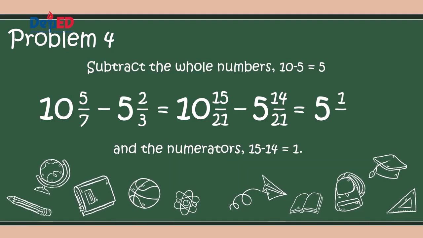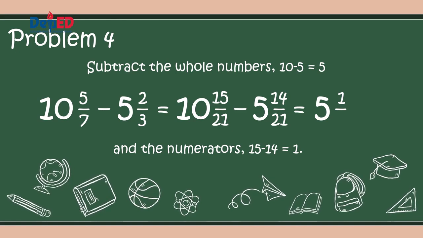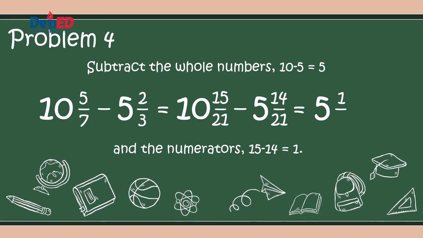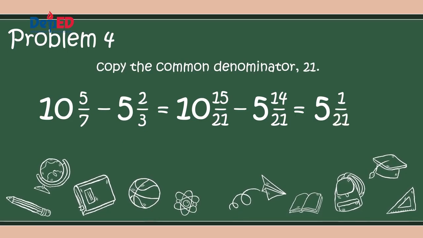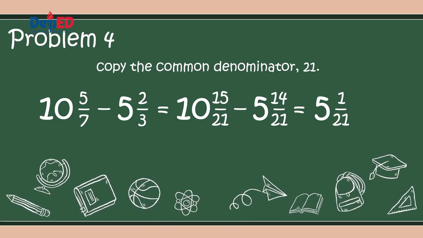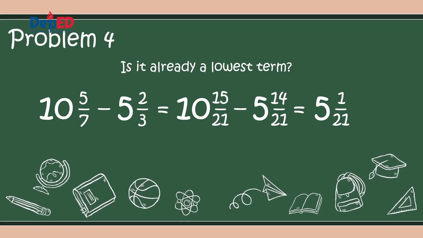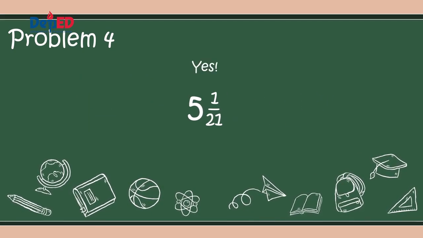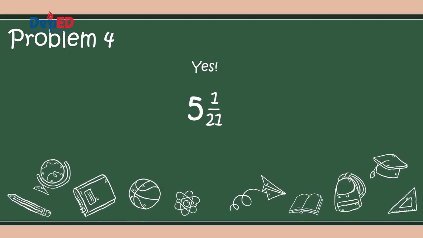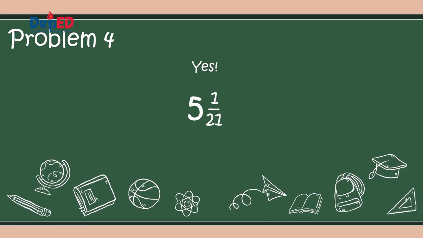Subtract the whole numbers. 10 minus 5 equals 5. And the numerators, 15 minus 14 equals 1. Then, copy the common denominator, 21. So, we have 5 and 1 twenty-first. Is it already a lowest term? Definitely yes. Therefore, our final answer is 5 and 1 twenty-first.